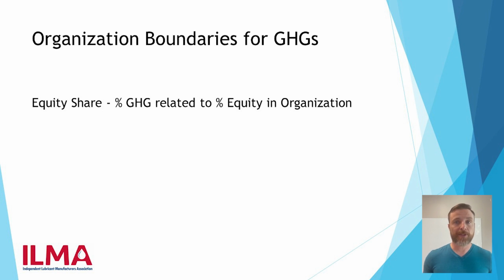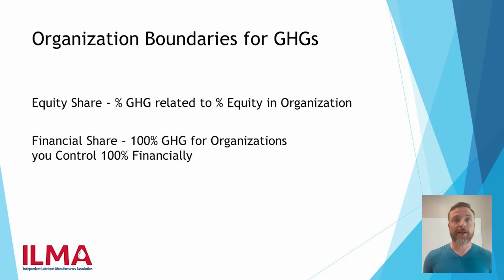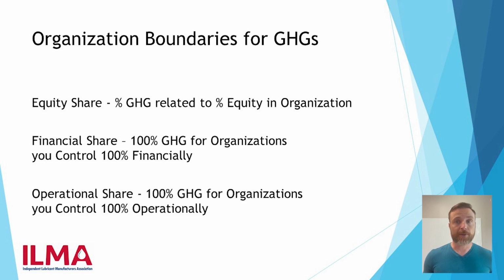If you use an equity share approach, your organization accounts for GHG emissions from operations and assets according to equity share in that operation. A financial control approach has you account for 100% emissions over all organizations and assets that you have 100% financial control of. An operational control approach is similar in that you account for 100% of GHG emissions for organizations and assets that you have 100% operational control of.